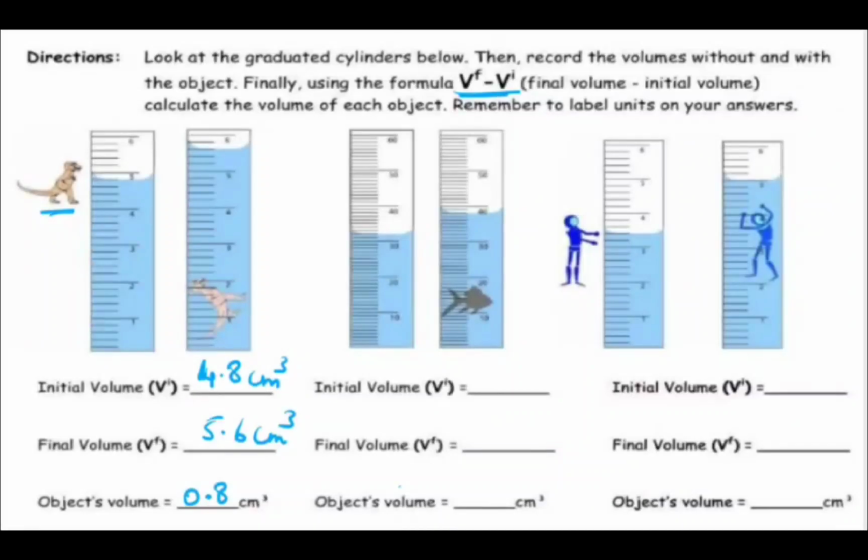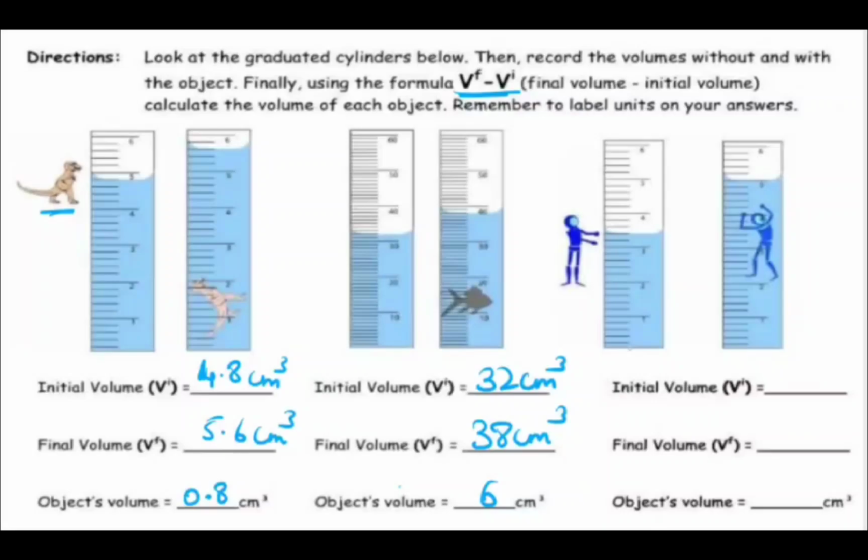Okay, over here, 1, 2, 3, 4, 5, 6, 7, 8, 9, 10. So here this is 30, 31, 32. My initial volume is 32 centimeter cube. My final volume comes up to 38. 2 less than 40, 38 centimeter cube. So 38 minus 32, 6 centimeter cube.